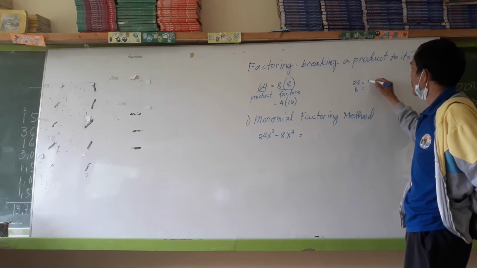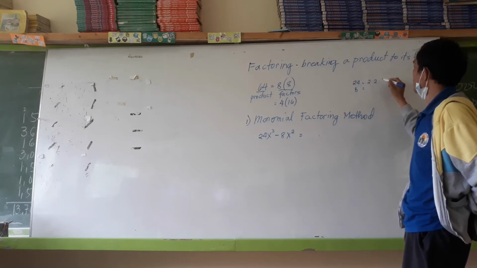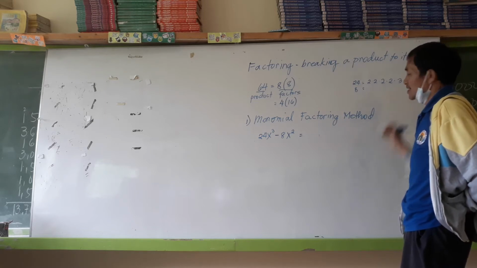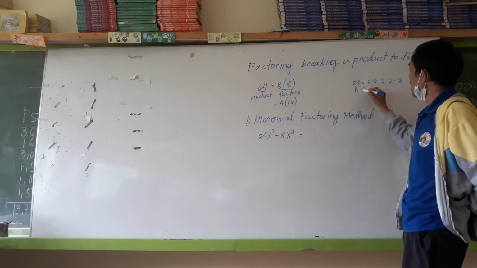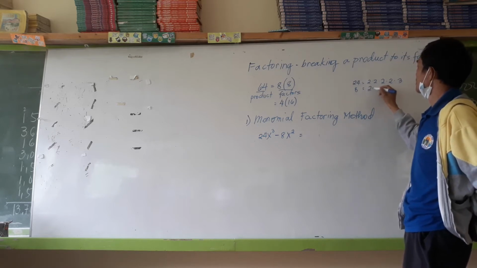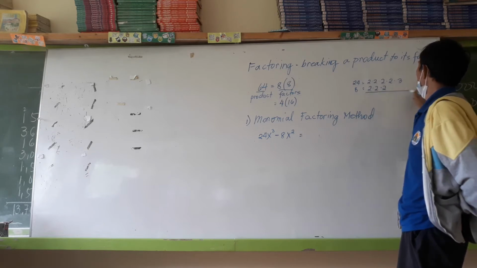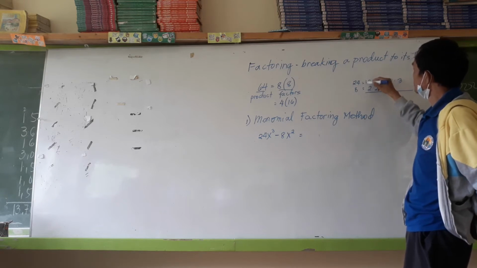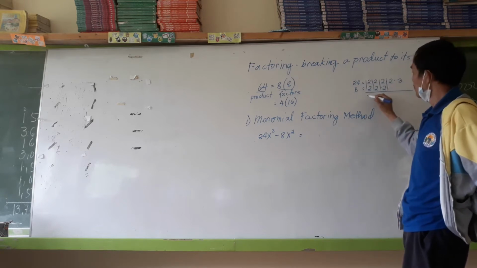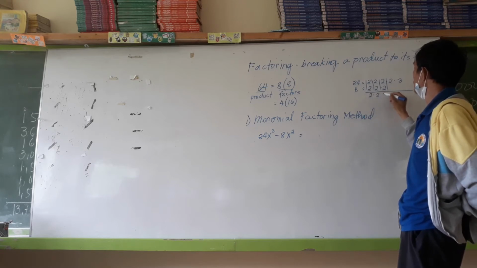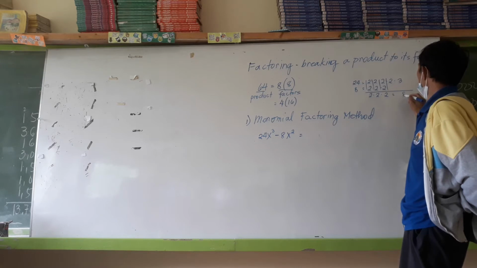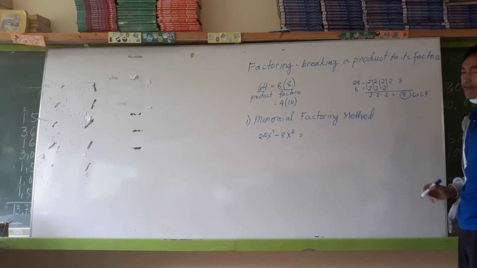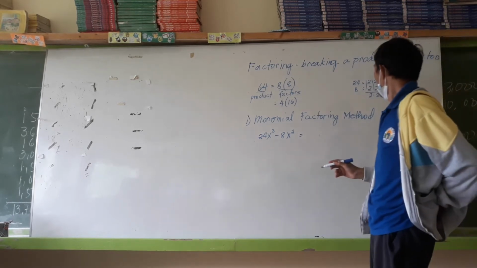So, you know that 24 is 2 times 2 times 2 times 3. 8 could be factored also as 2 times 2 times 2. Now, we get the common factors. Okay? So, we bring down those common factors. So, 2 times 2 times 2, that will give you 8. And this is our GCF or greatest common factor. So, 8.